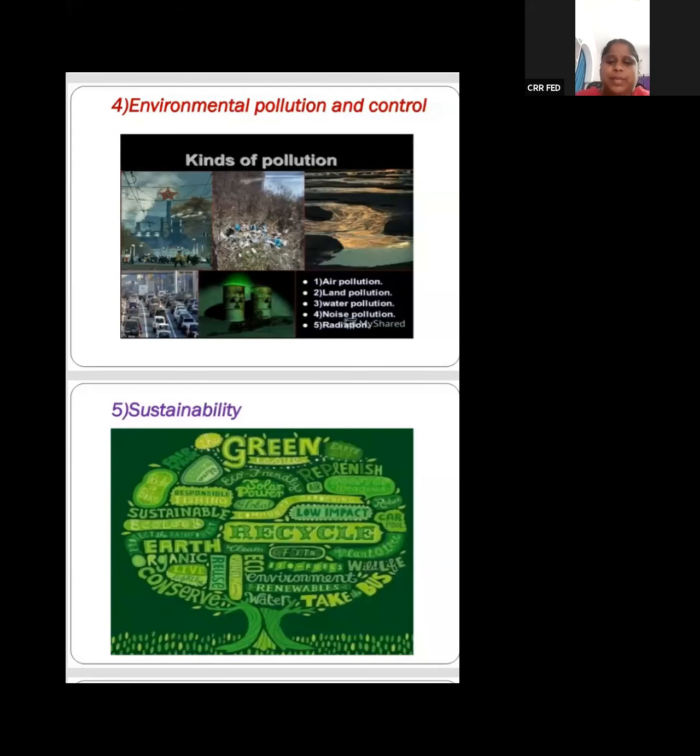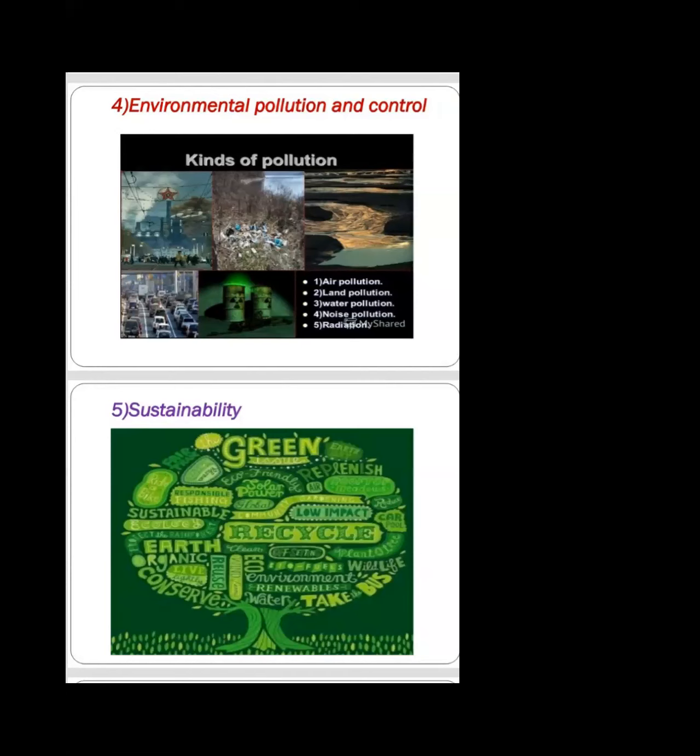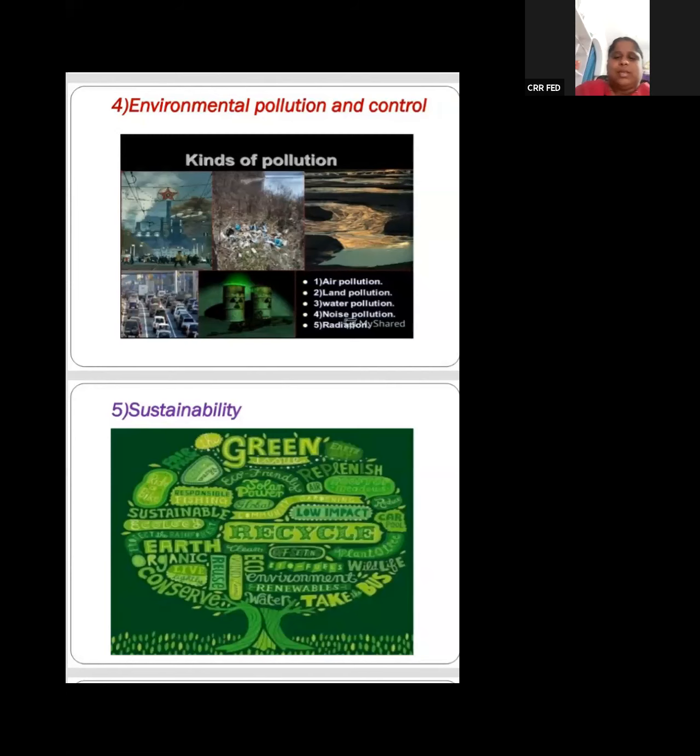Next, sustainability. Sustainability means meeting the needs of the present generation without compromising the needs of future generations. Okay, that is known as sustainability. We are hearing the words sustainable agriculture, sustainable industrialization, different kinds we are hearing. So, meeting the needs, that means we have to use renewable energy resources, and also we have to recycle, reuse, and the 3Rs principle. Does anybody know the 3Rs principle?